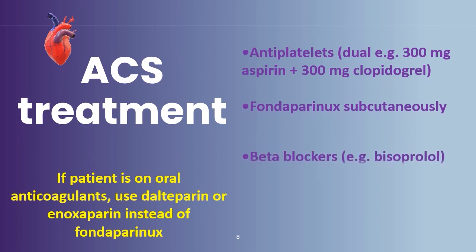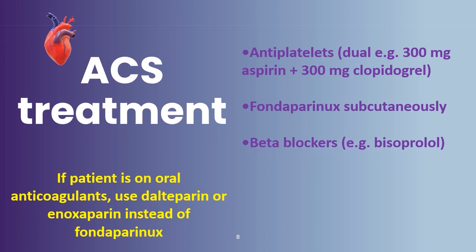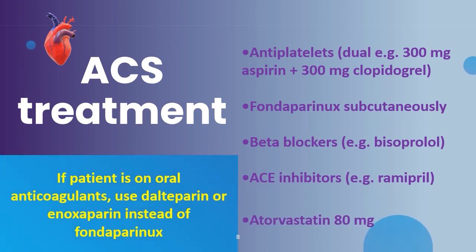Also, beta blockers play a very important role. For example, you can use bisoprolol. And then comes your ACE inhibitors. For example, you can use ramipril, and atorvastatin 80 mg. So these are the basic concepts of management of acute coronary syndrome. And don't forget that if the patient is on oral anticoagulants, use dalteparin or enoxaparin instead of fondaparinux.